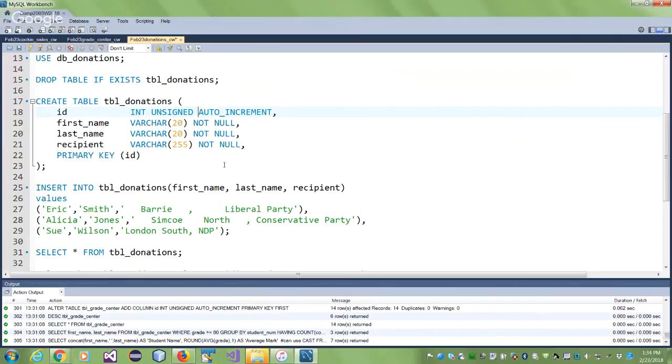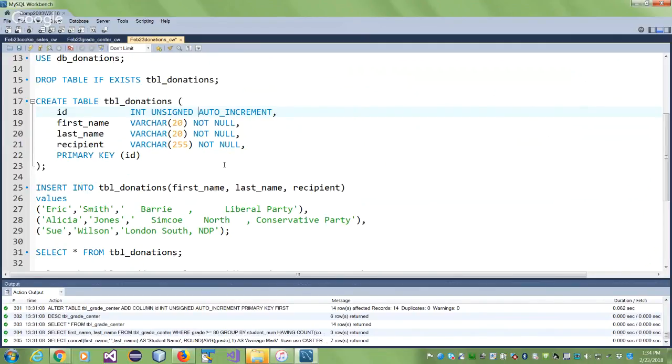Okay, let's try to do this. So there is an ID, which is a primary key. My aim in showing the primary key on a different line is because you'll be seeing this format from Friday onwards, so I am just introducing it to you. The first name is a varchar, the last name is a varchar, and the last field, which is the recipient field, is a 255 varchar, and it is not null.